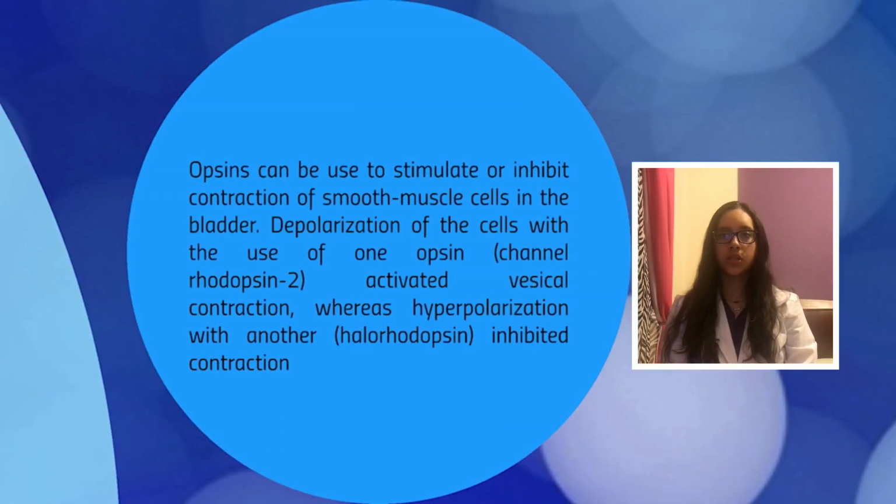Optogenetics can be used to stimulate or inhibit contraction of smooth muscle cells in the bladder. Depolarization of the cells with the use of one opsin, channelrhodopsin-2, activated bladder contraction, whereas hyperpolarization with another halorhodopsin inhibited contraction.